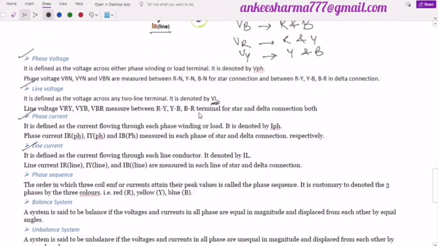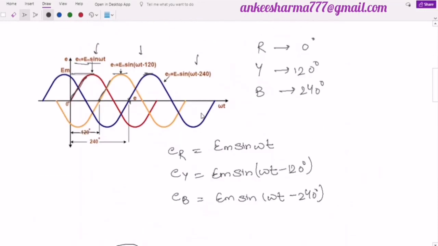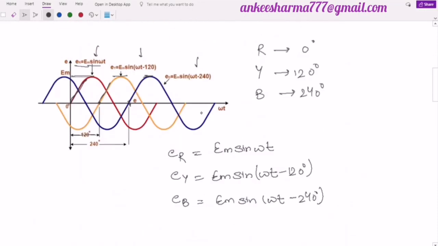So now if we look at this diagram, I'm going back to my diagram. If I see, the peak value is first achieved over here by the red coil, right? This is the first one. So I will say that my sequence will be R. Then it is achieved by this yellow coil, so I will say Y, and third by the B. So this sequence is RYB.